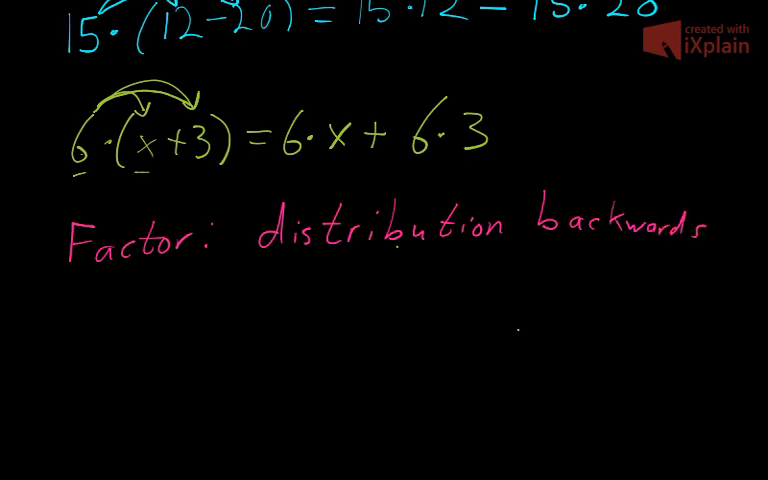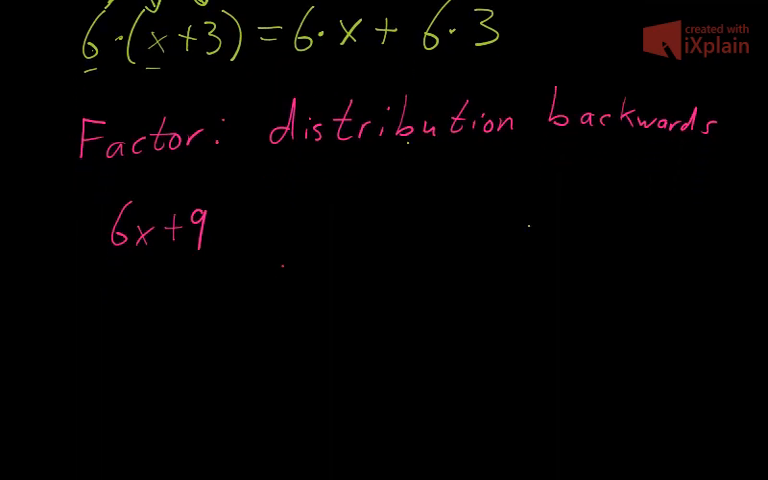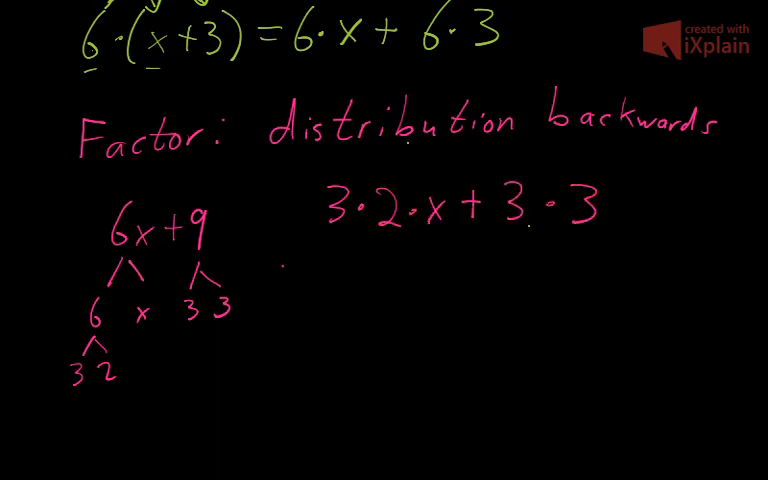What this is going to look like, if I have 6x plus 9, I want to ask myself, what can I take out of both of these? So I'm going to actually do a factor tree of both. 6x is 6 times x, 6 is 3 times 2. I know 9 is 3 times 3. So what I end up with here is 3 times 2 times x plus 3 times 3. What I want to do when I'm factoring is look for these front numbers.